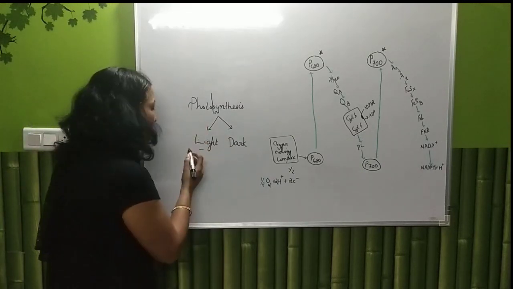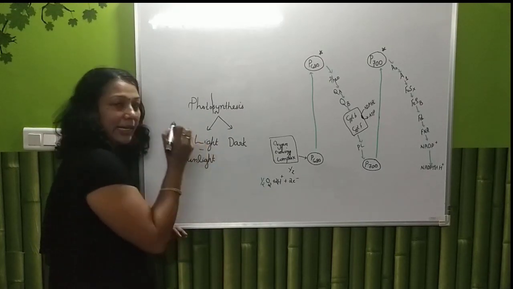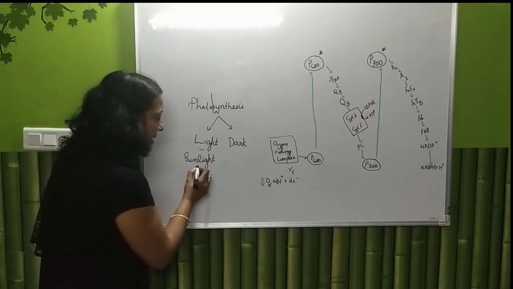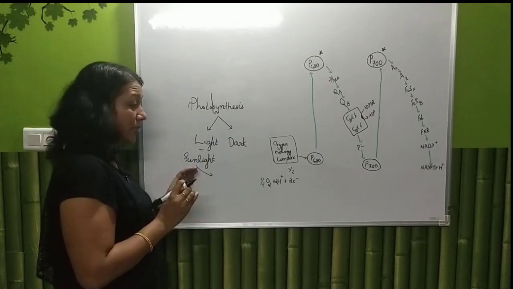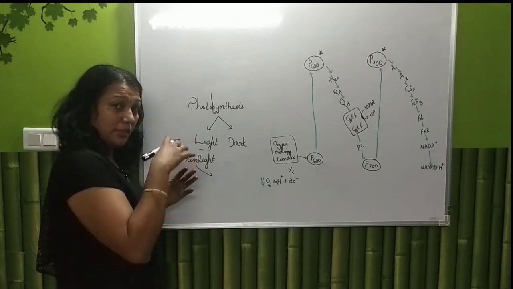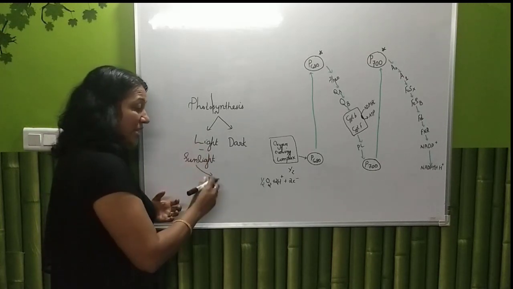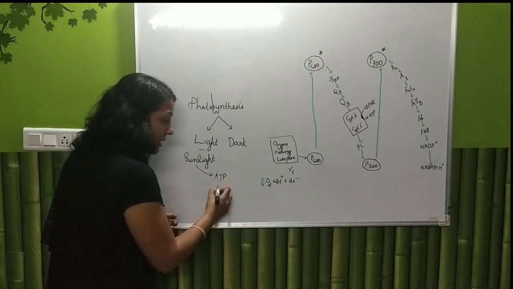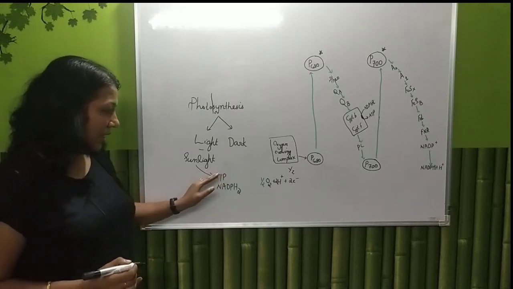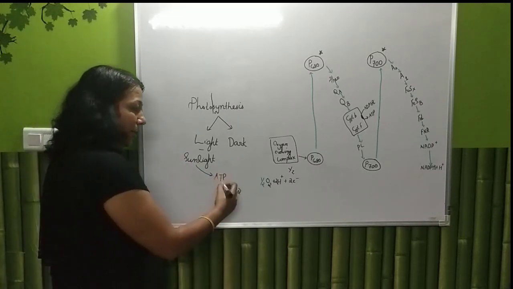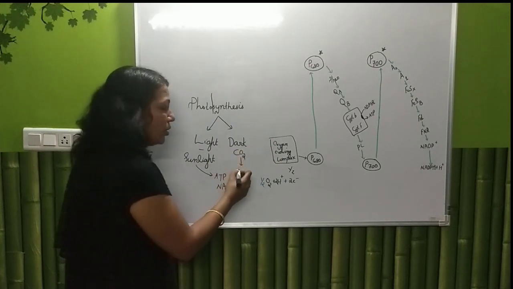The ultimate source of energy is always sunlight. In light reaction, which occurs in the thylakoid, that means grana, sunlight energy is fixed in the form of ATP and NADPH2. Now, these energy molecules are used in dark reaction to fix carbon dioxide into carbohydrate.